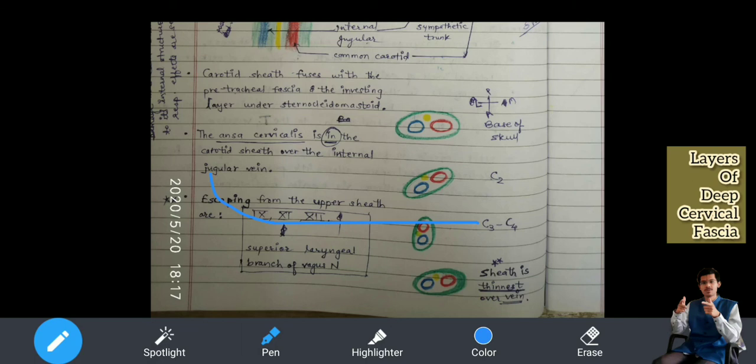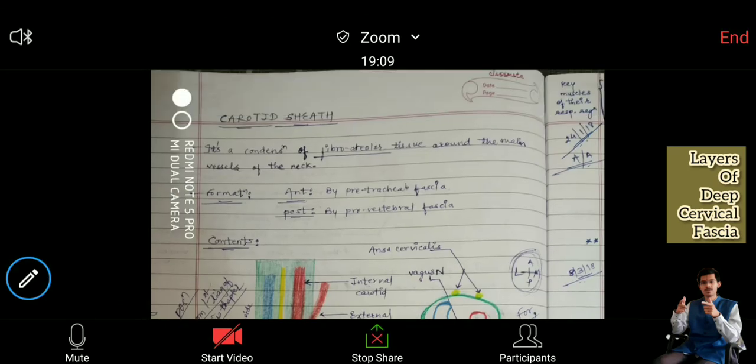This is all about the discussion of the layers of the deep cervical fascia. We have talked in detail about the prevertebral fascia and the pretracheal fascia, their applied aspects and their role, and we saw about the carotid sheath just now, and we have also seen the pharyngobasilar fascia and the buccopharyngeal fascia.